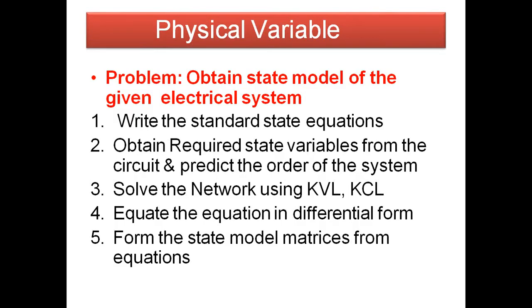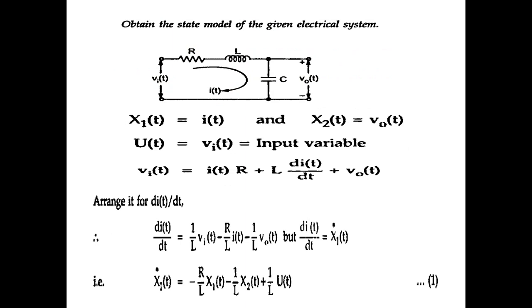Let's take one example. Here we consider an RLC circuit. Obtain the state model of the given electrical system. Here R and L are connected in series, and C is connected in parallel. Vi of t is the input, and V naught of t is the output. In an electrical system, the number of reactive elements present in the network is the order of the system. How many reactive elements are present here? There are 2 reactive elements, which indicates that this is a second order system.